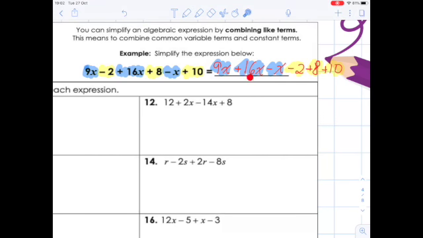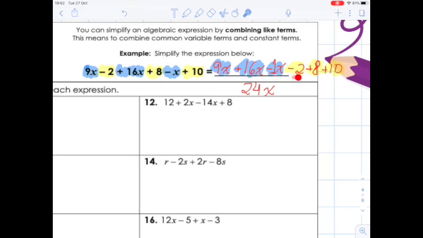9x plus 16x is going to give me 25x. And then I have 25x minus x. Remember that that is a minus 1x. So 9x plus 16x minus 1x. 9 plus 16 is 25x. Minus 1x would give me 24x.